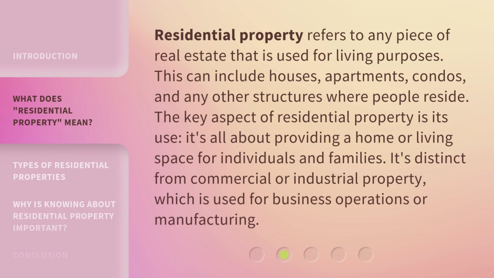Residential property refers to any piece of real estate that is used for living purposes. This can include houses, apartments, condos, and any other structures where people reside. The key aspect of residential property is its use. It's all about providing a home or living space for individuals and families. It's distinct from commercial or industrial property, which is used for business operations or manufacturing.